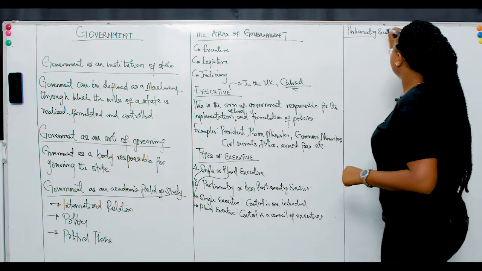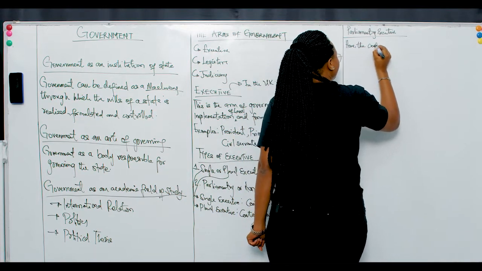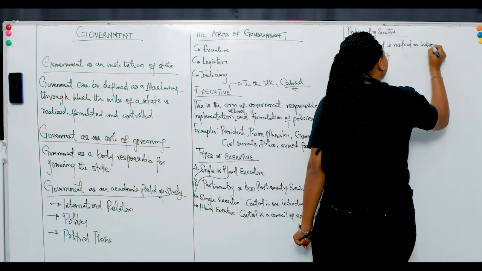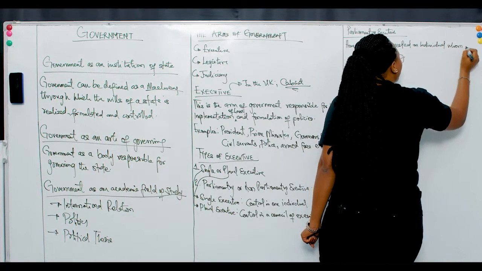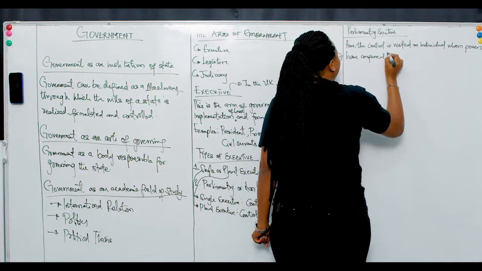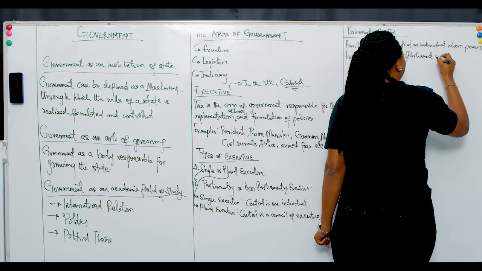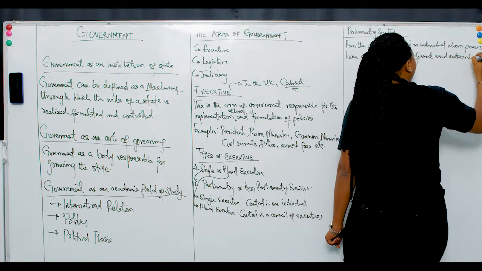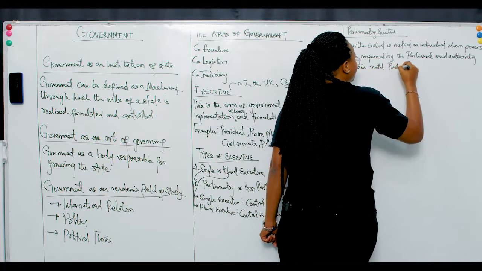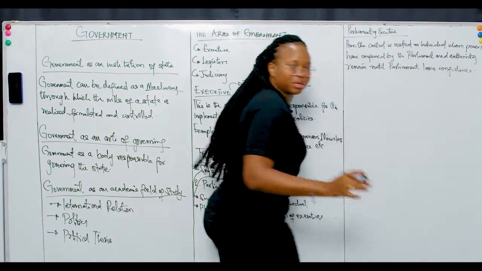So to put that in writing, we could just say here, the control is vested on an individual whom powers have been conferred by the parliament. And authority remains until parliament loses confidence. I hope this makes sense.